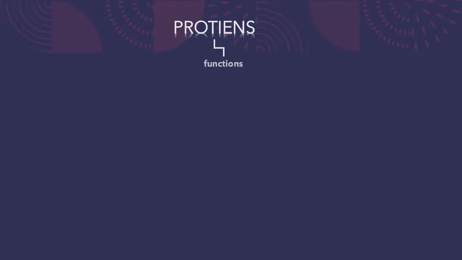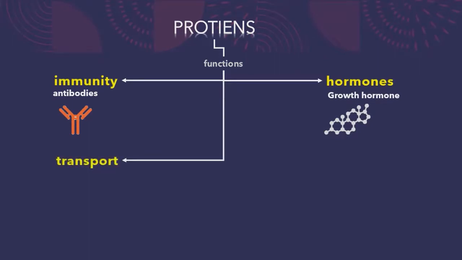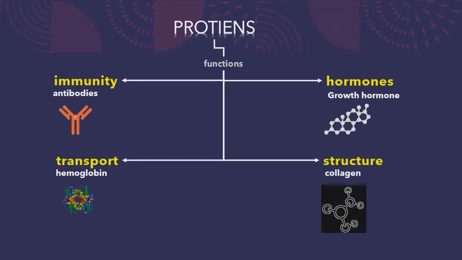So the functions of proteins: one is for immunity, such as antibodies. Another function of protein is for hormones, or growth hormones, for example. Another one is transport, and an example of this is hemoglobin. And another one is for structure, as given by the example of collagen.